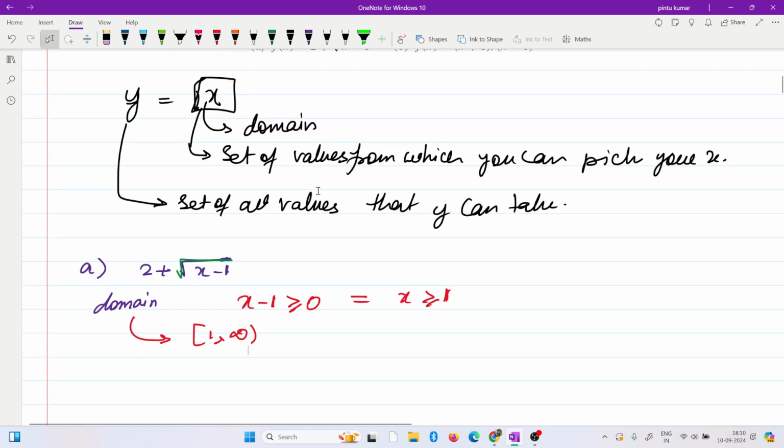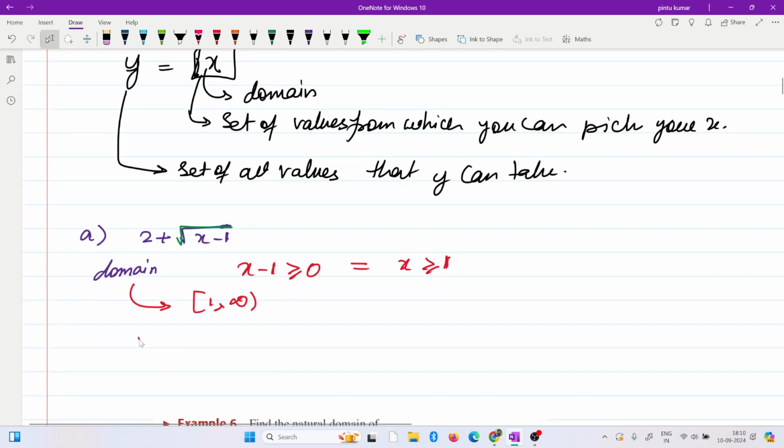What will be the range? This is 2 plus the square root of x minus 1. If you keep increasing your x from 1, you will keep getting higher and higher values from the square root, and it will be added to 2. So the range is 2 to infinity.